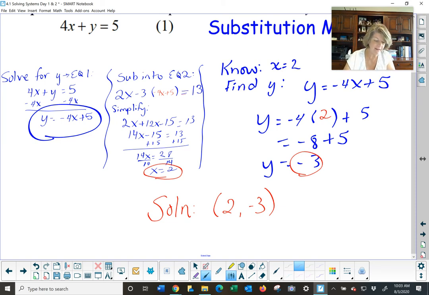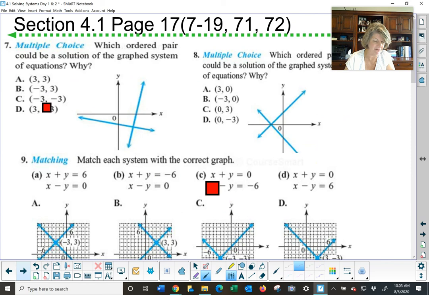Fantastic. Have fun with these. I never mind doing systems of equations. I think they're rather nice. I'm not sure what's up with the blocks here, guys, but I'm going to move those for you.